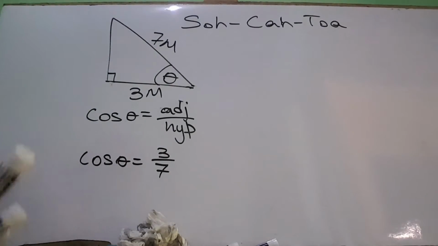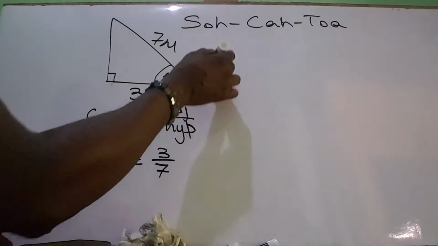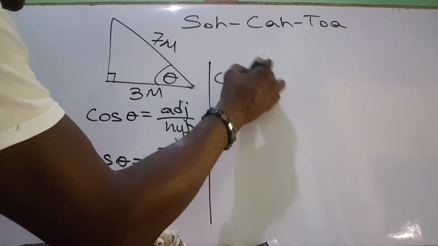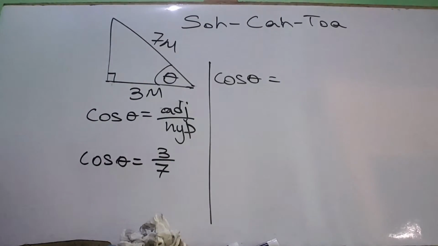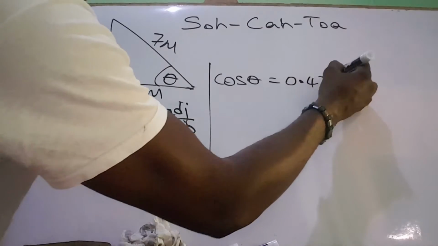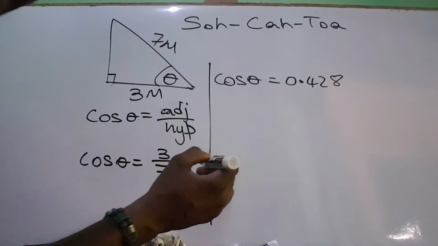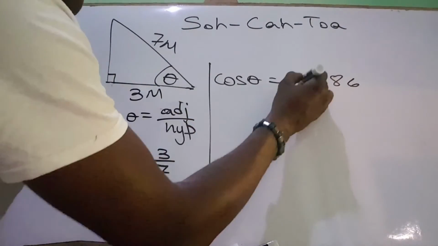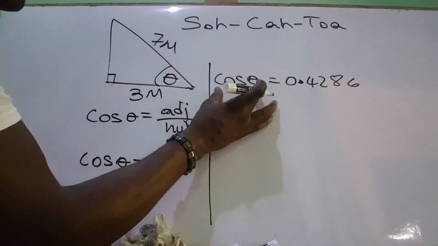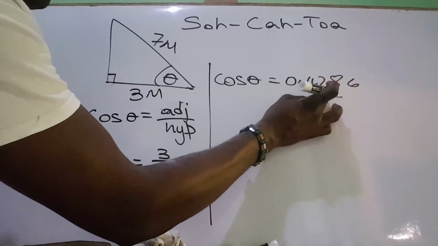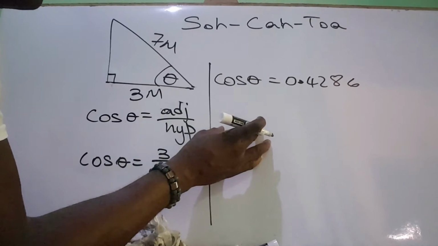Well, it's up to us. We could find a value for that, just to look at it. So the cosine of the angle is going to equal 3 divided by 7, which is 0.4286. Alright? So to 4 decimal places, the cosine of the angle that we're looking for is 0.4286. Well, how do we solve this?